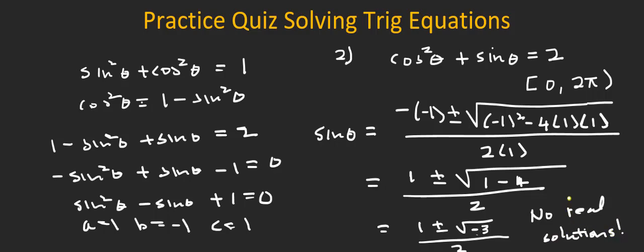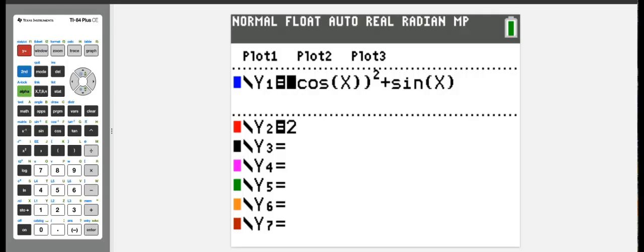So what does it mean graphically? When you graph this as your y1, and when you graph that as your y2, what's going to happen? That means you are not going to find any intersection points. I'm sure you noticed that when you graph these two using your graphing calculator. So number 2, there's no real solutions. So this is what I mean when I say use your graphing calculator to check your answers.